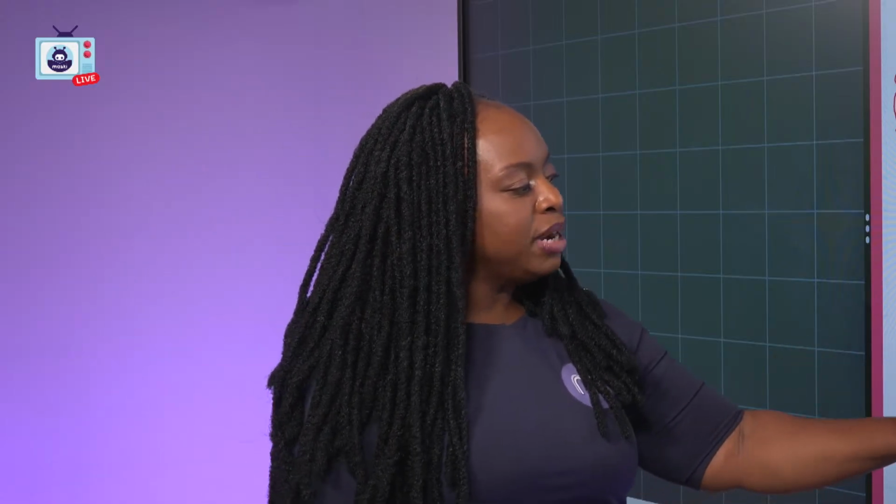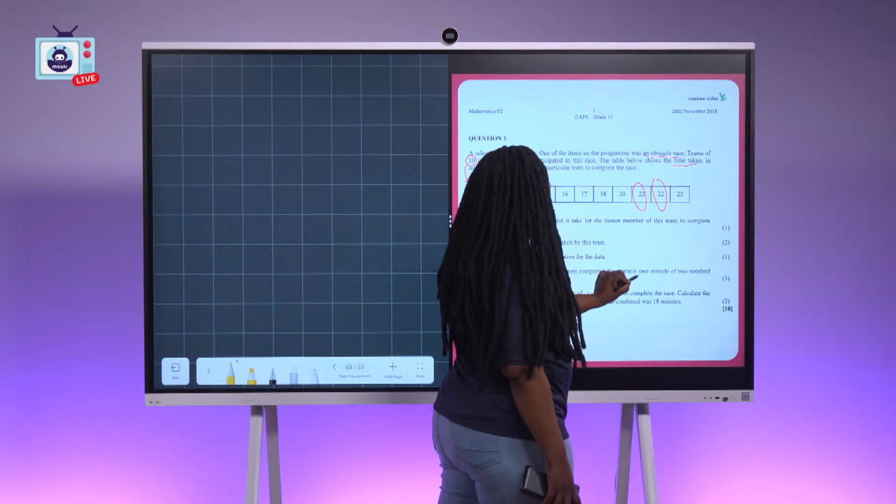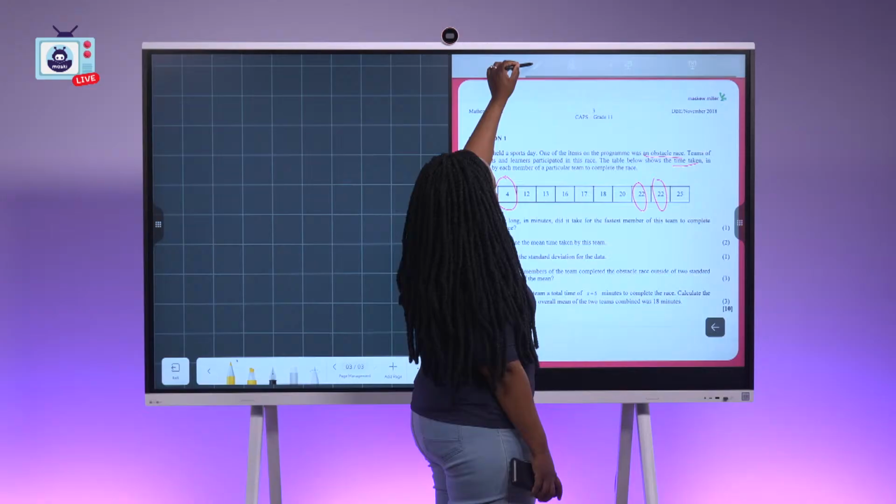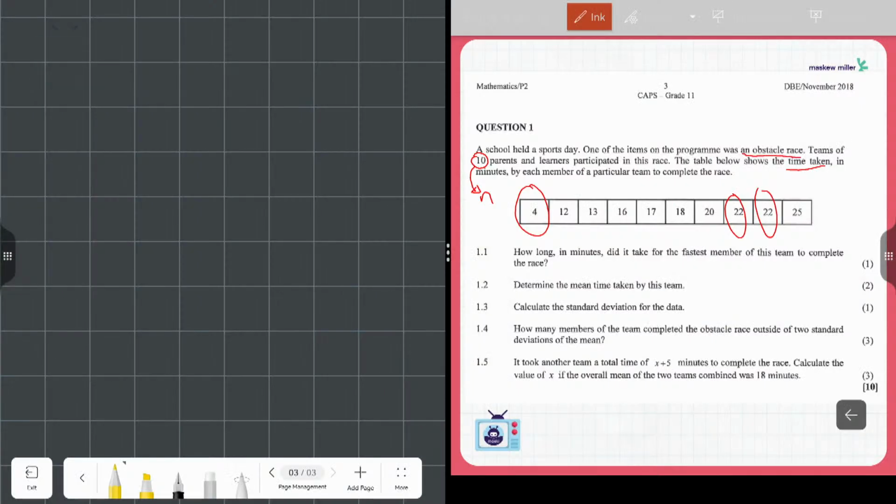So how many members of the team completed the obstacle race outside of 2? So this one you need to try and read it properly, because it says outside of 2 standard deviation. Sometimes it will tell you outside of 1 standard deviation, or instead of saying outside, they will say away from 1 standard deviation or away from 2 standard deviations. You just have to remember that. So if they say outside or inside, it's more like away or within, right? So you just have to look at for those words.